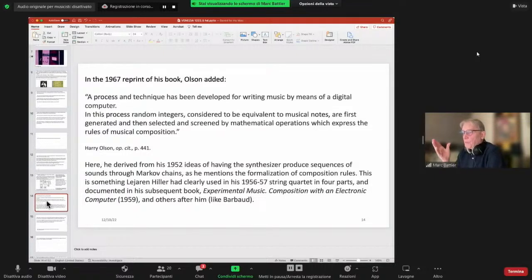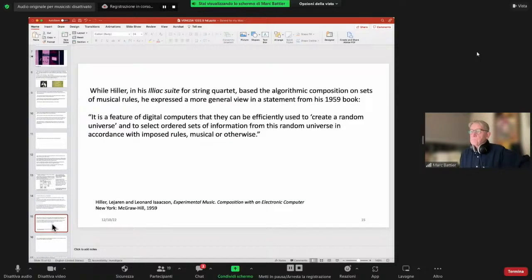Here, he derived from his 1952 ideas of having the synthesizer produce sequences of sounds through Markov chains, as he mentioned the formalization of compositional rules. This is something that Lejaren Hiller had clearly used in the 1956-1957 string quartet in 4 parts and documented in his subsequent book from 1959. While Hiller, in his Illiac Suite for string quartet, based the algorithmic composition on sets of musical rules, he expressed a more general view in a statement from that 1959 book.